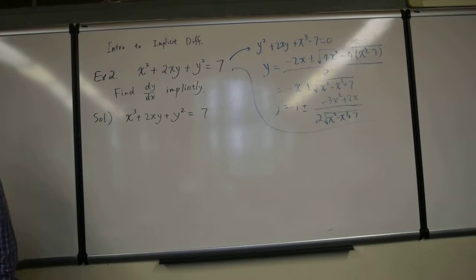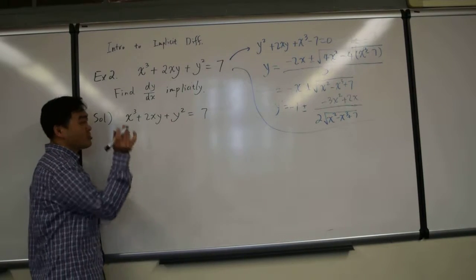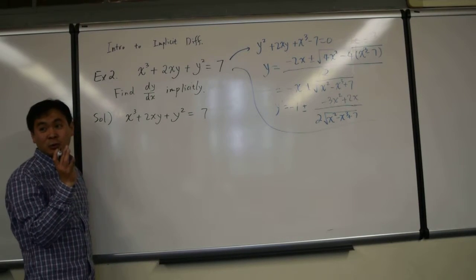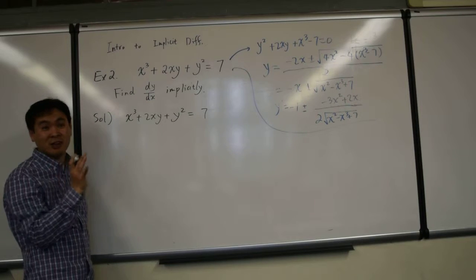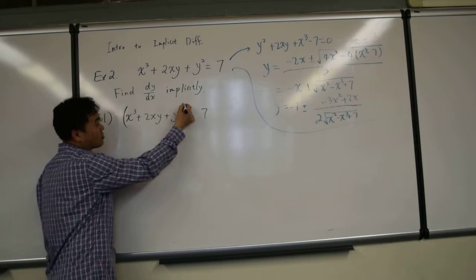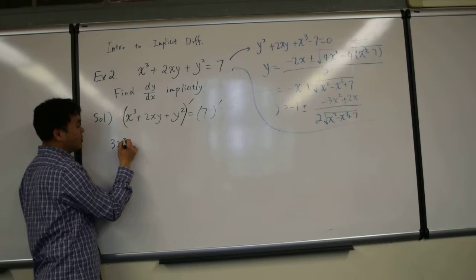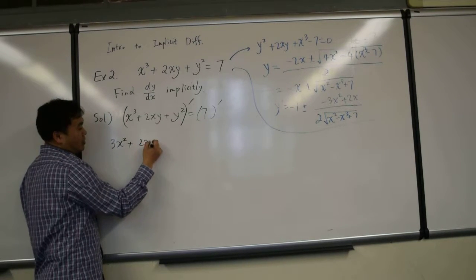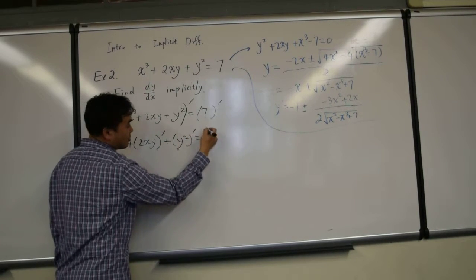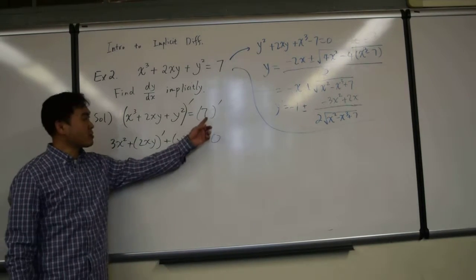Okay, what is this implicit differentiation? What kind of method is it? You just differentiate the equation as it is, while remembering that whenever you see y, it's secretly a function of x. It's not really shown explicitly, but it's a function of x. So we're just going to differentiate both sides. x cubed differentiates to 3x squared, and 2xy has to be differentiated, and y squared has to be differentiated, and 7 becomes 0. The derivative of a constant is 0.